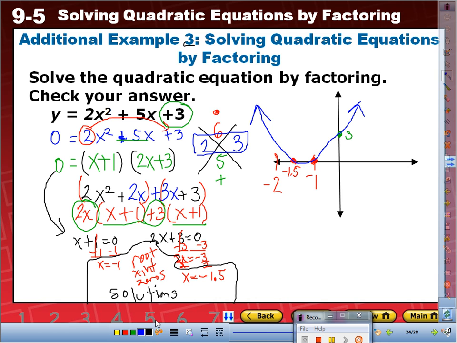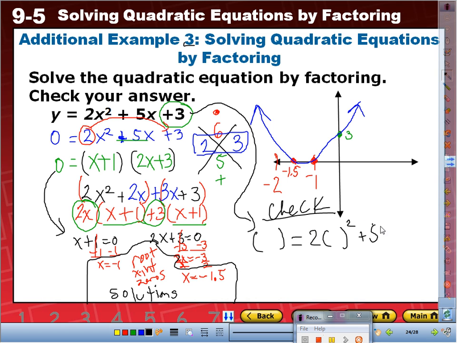Let's check. Here we go. Check. I'm going to rewrite this equation, but with parentheses, everything with parentheses. Parentheses equals 2 parentheses squared plus 5 parentheses plus 3. So, turn to your neighbor, let them know which point you are going to choose to substitute in there. Okay, I heard somebody say negative 1. So therefore, what is that coordinate for negative 1? Negative 1 and 0. So therefore, y is 0, x is negative 1.